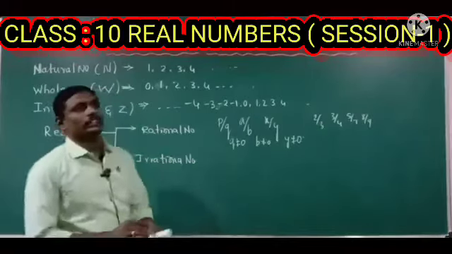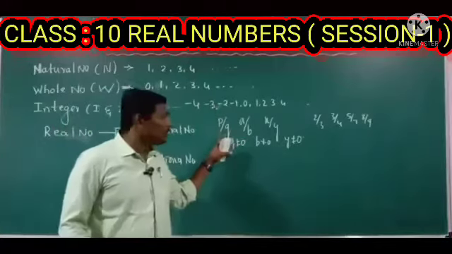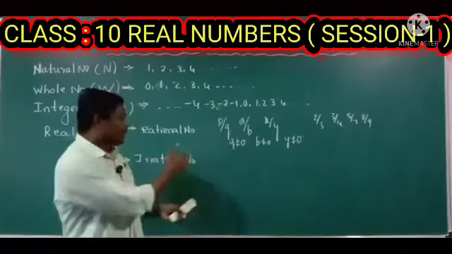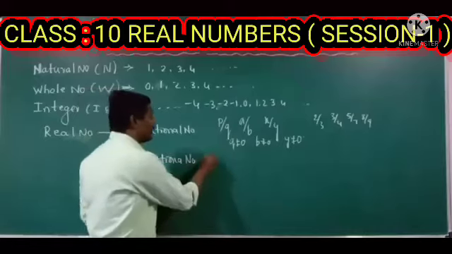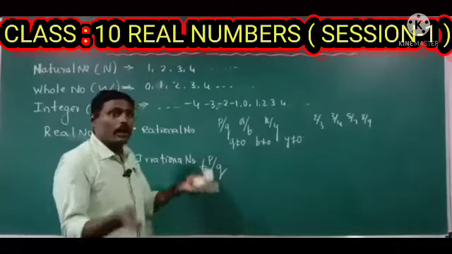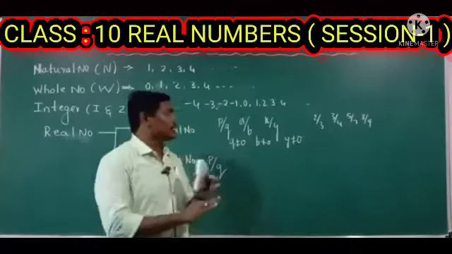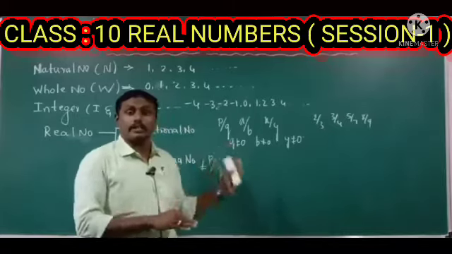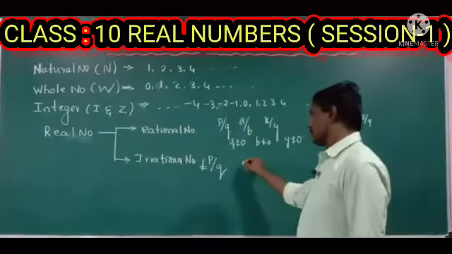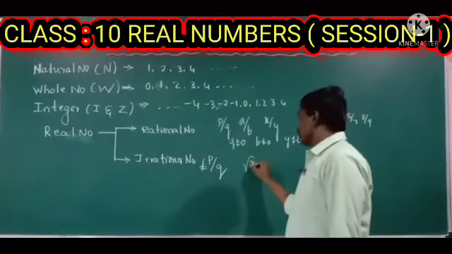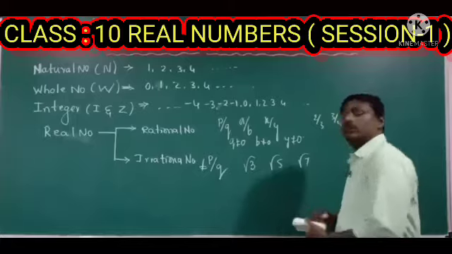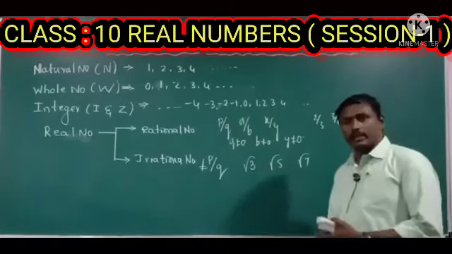Irrational numbers are the opposite. Here, for rational numbers, we represent the numbers in the form of p by q, but irrational numbers cannot be represented in the form of p by q, or a by b, or x by y. These kinds of numbers are called irrational numbers. For example, root 3, root 5, root 7. So these are examples of irrational numbers.